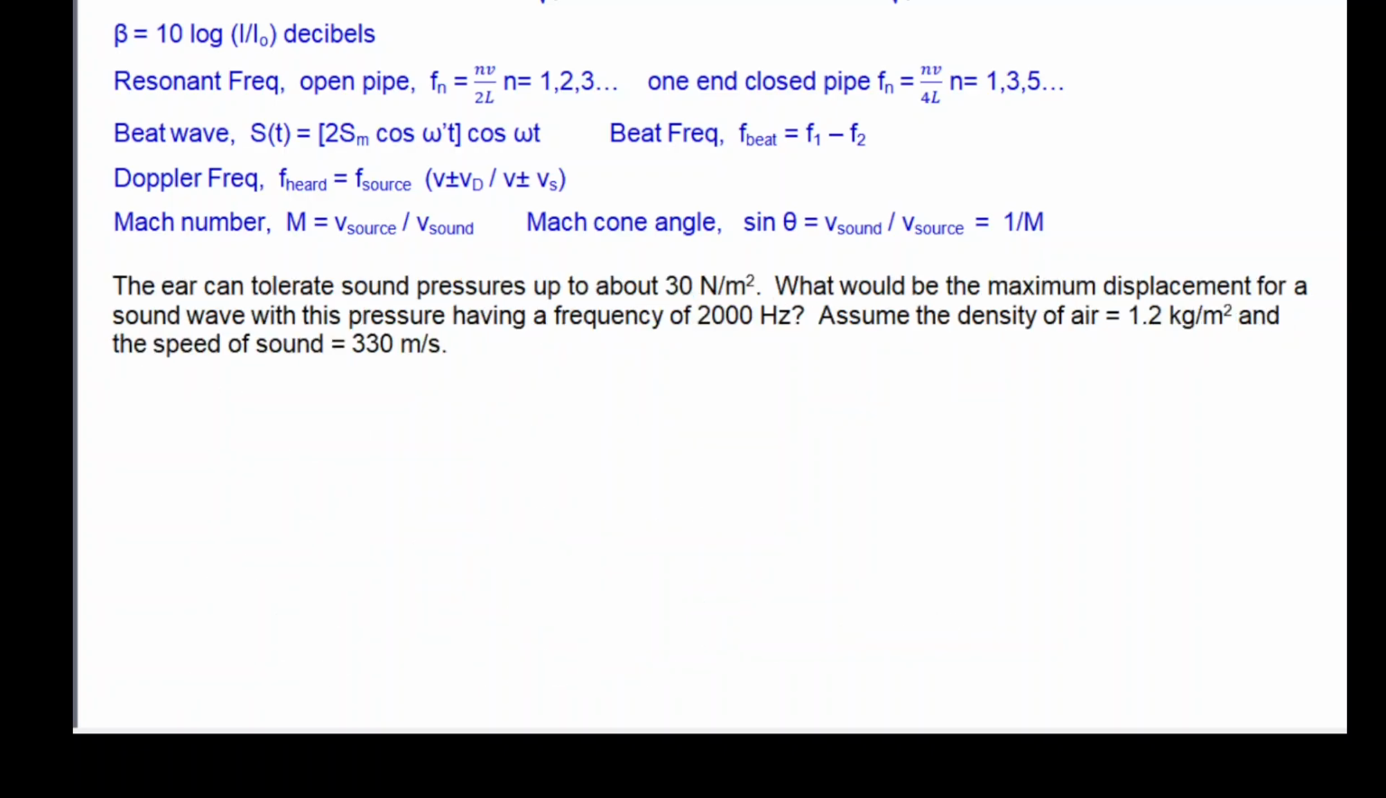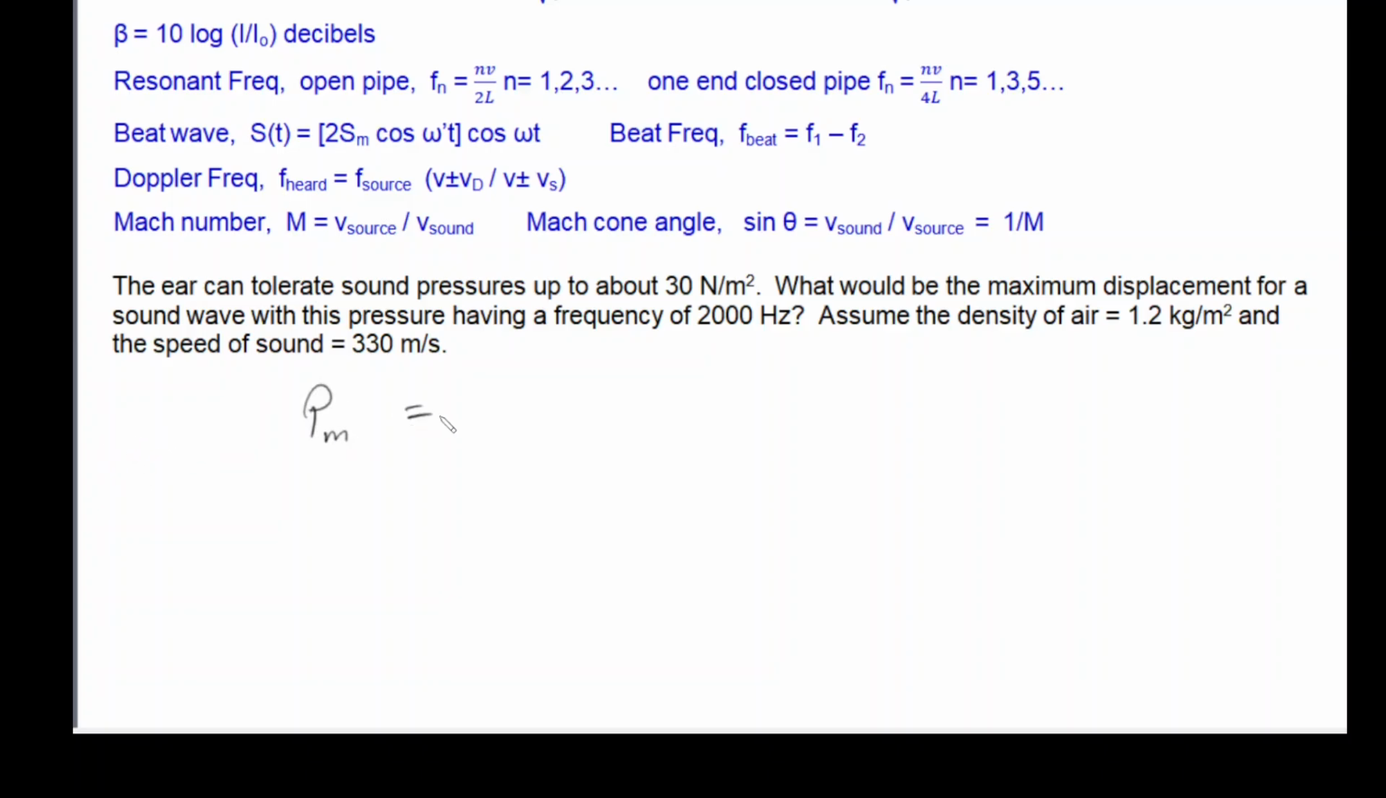Here's another problem. The ear can tolerate sound pressures up to about 30 newtons per meter squared. What would be the maximum displacement for a sound wave with this pressure having a frequency of 2000 hertz? Assume the density of air is 1.2 kilograms per meter cubed and the speed of sound is 330 meters per second.